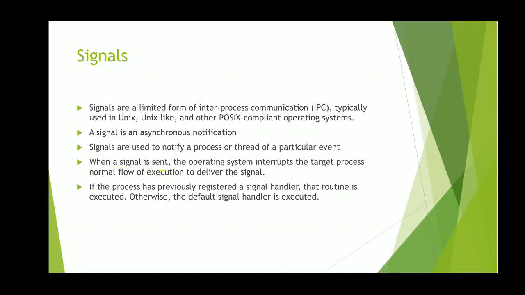When a signal is sent, the operating system interrupts the target's normal flow of execution to deliver the signal. If the process has previously registered a signal handler, that routine is executed, otherwise the default signal handler is executed. This means the signal is more like an interrupt. If some interrupt comes, the processor will halt its normal flow of execution and start executing the interrupt handler. Similarly, if some signal comes, the process will stop and start executing the signal handler.